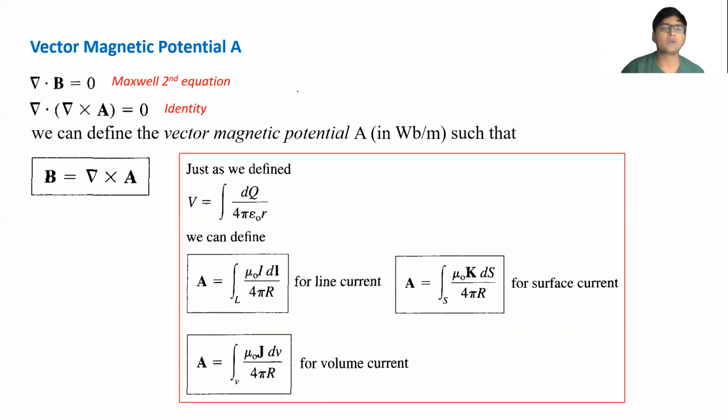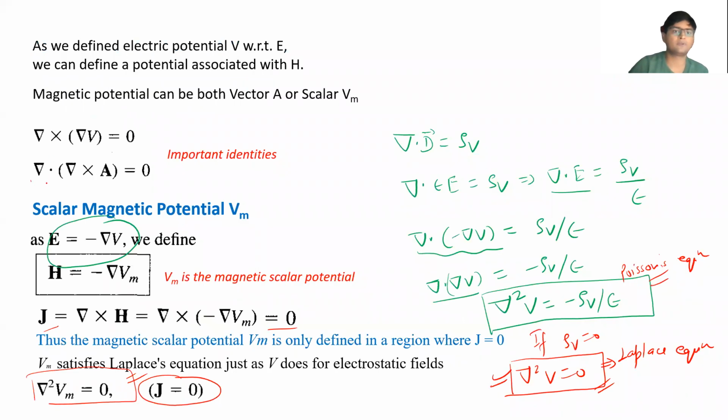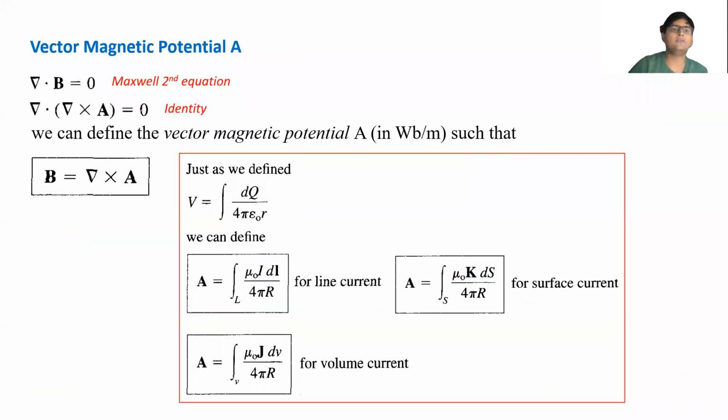Now, let us talk about vector magnetic potential. As I told you, magnetic potential can be both vector and scalar. So we discussed scalar. Now, using the second identity, this one, and using the Maxwell second equation, this one. What is the Maxwell second equation? It is del dot B is equal to 0. Divergence of magnetic flux density is always 0 because magnetic lines are circular. They are rotational. They go and they come back.